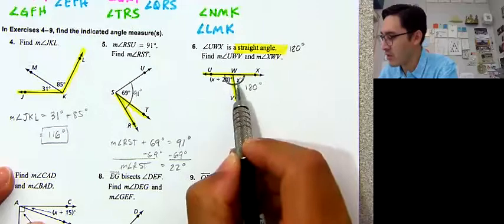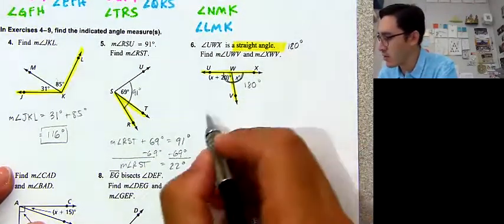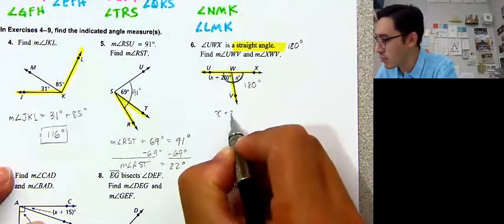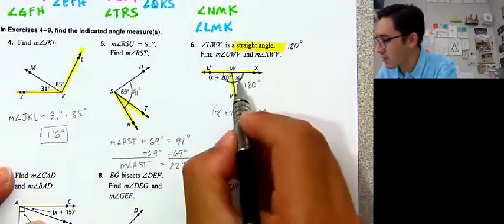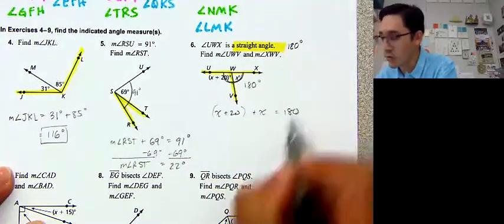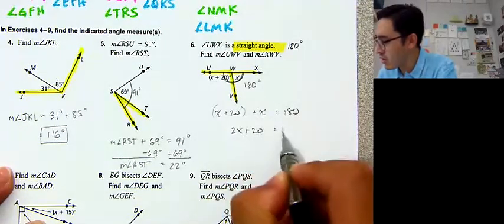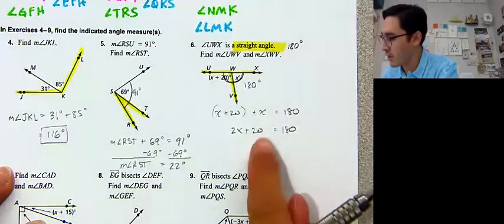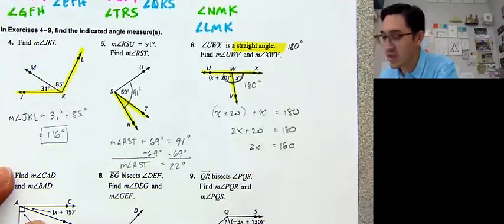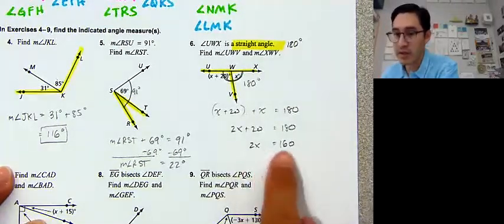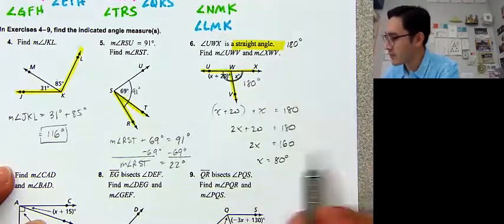If we add these two expressions together, it should equal 180 degrees since it's a straight angle. So we'll write x plus 20 plus another x for that angle equals 180. That's 2x plus 20 equals 180. We'll subtract 20 from both sides, so we get 2x equals 160. Then we'll divide both sides by 2, and we get x equals 80 degrees.